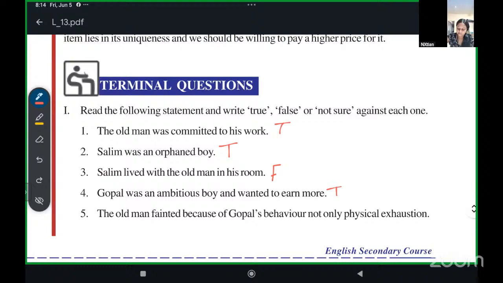He fainted because of physical exhaustion only, I think, not because of Gopal's behavior. Okay, yes, he was upset because of Gopal's behavior, but I think he fainted because of his physical exhaustion. Okay.